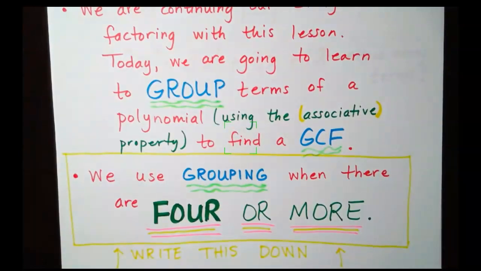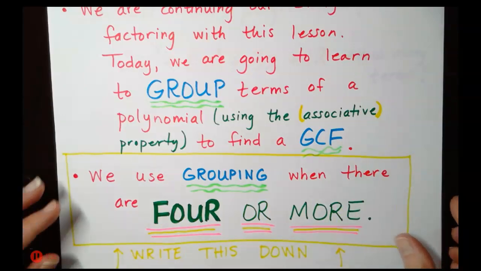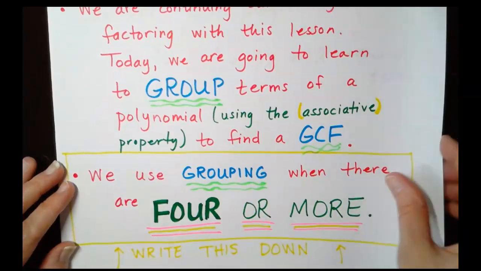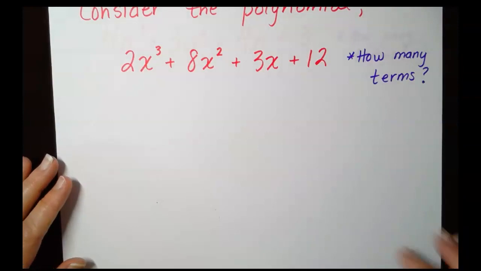We use grouping when there are 4 or more. So be certain to write this down. We use grouping when there are 4 or more. Okay, so what does that mean? Well, let's take a look at the next problem.